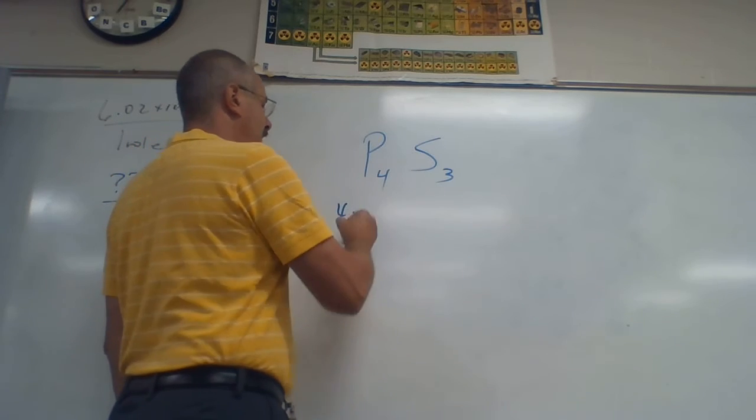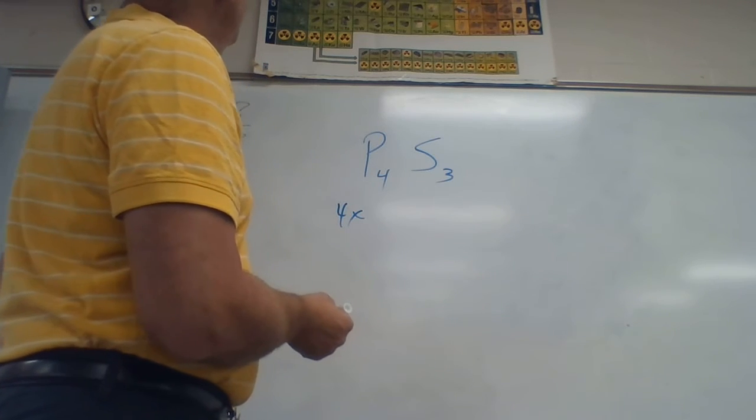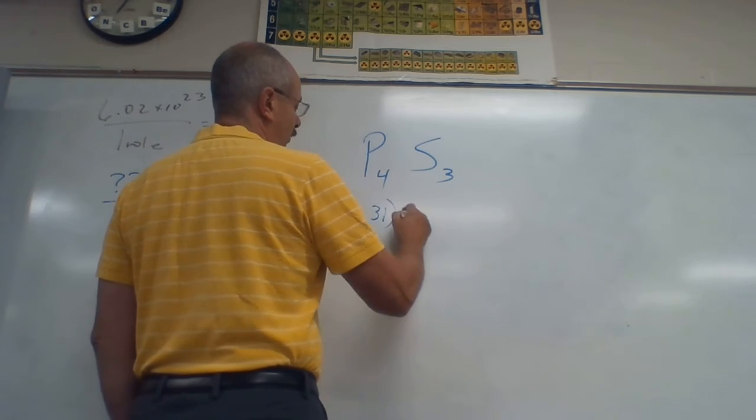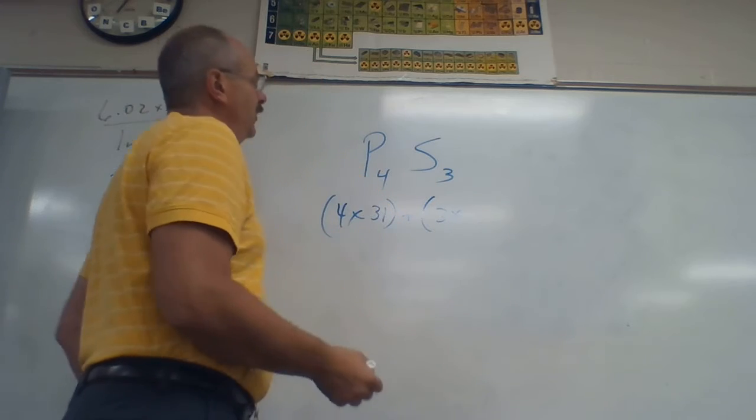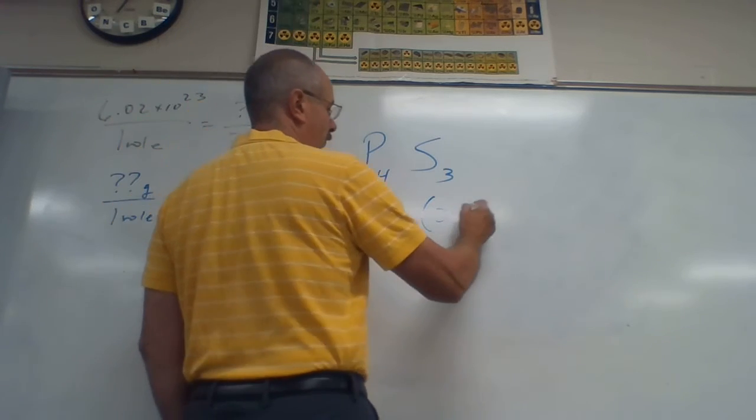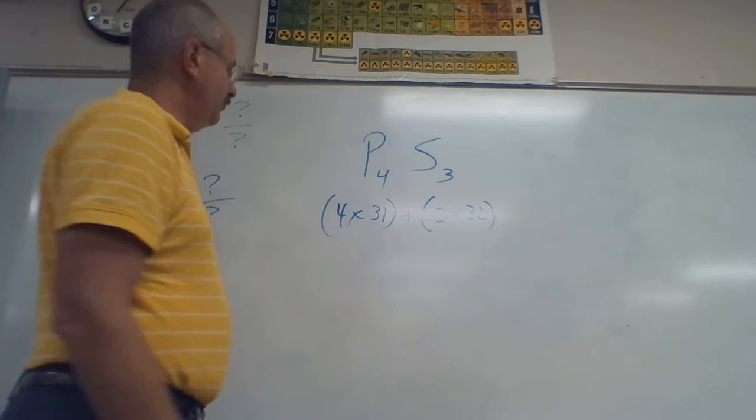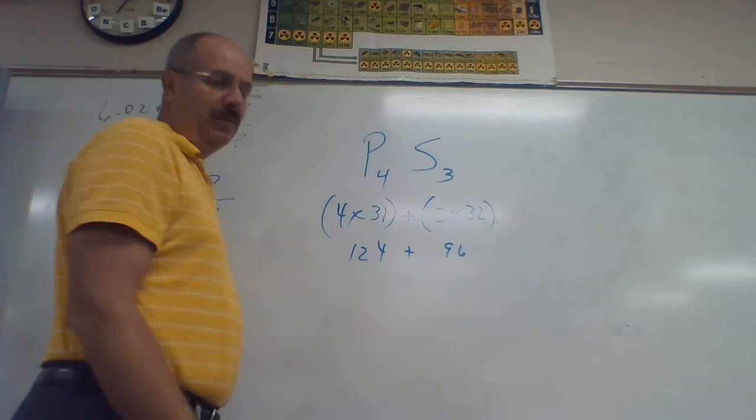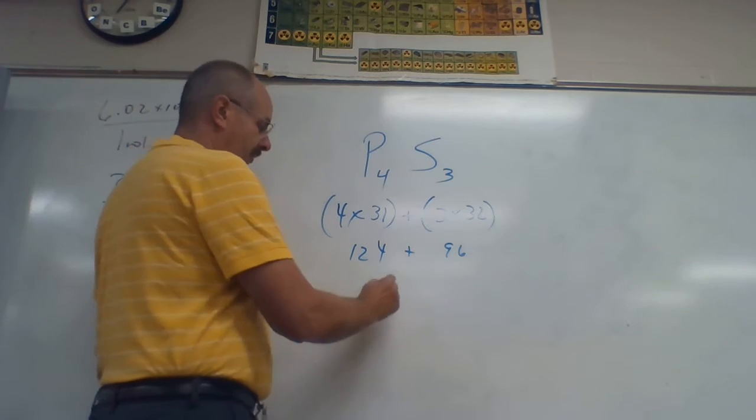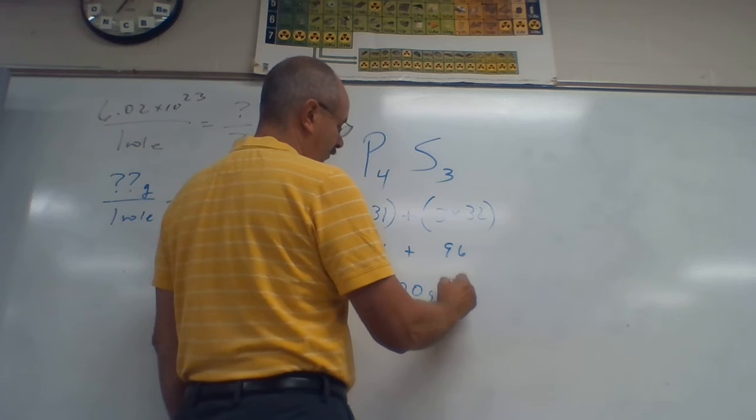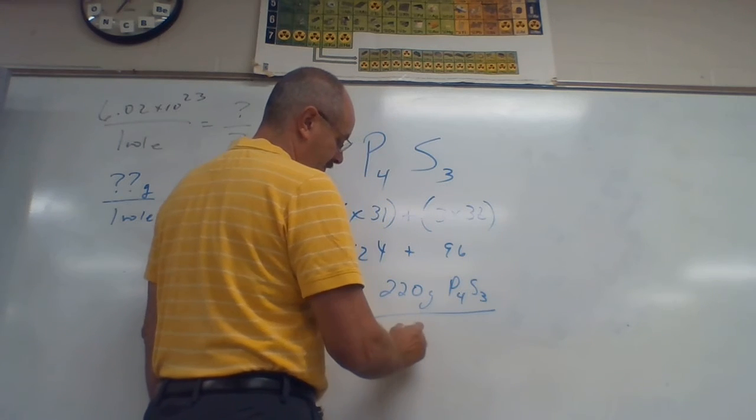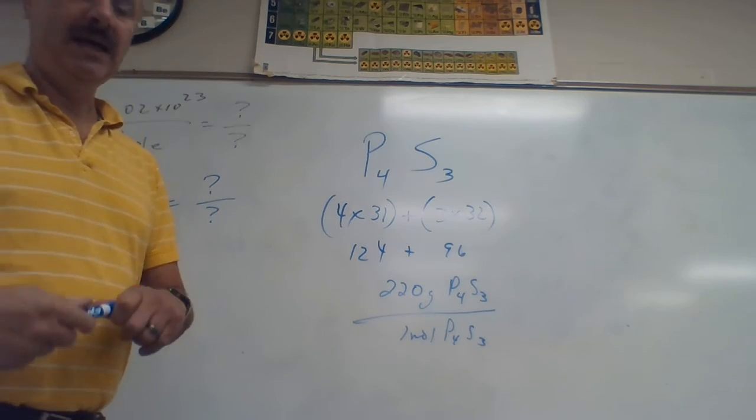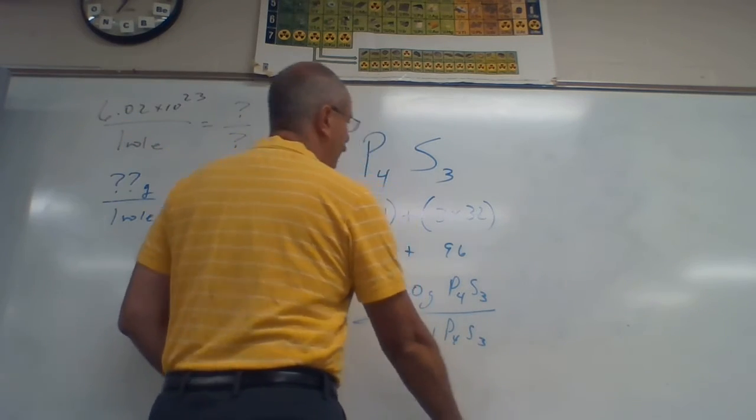Now we have to go 4 times the mass of phosphorus, which is 31, plus 3 sulfurs times his mass, which is 32. Now we just got to multiply this out. That's 124, plus 96. Then we add this up, and we will get 220 grams of P4S3 per 1 mole of P4S3. So there's my answer for that one.